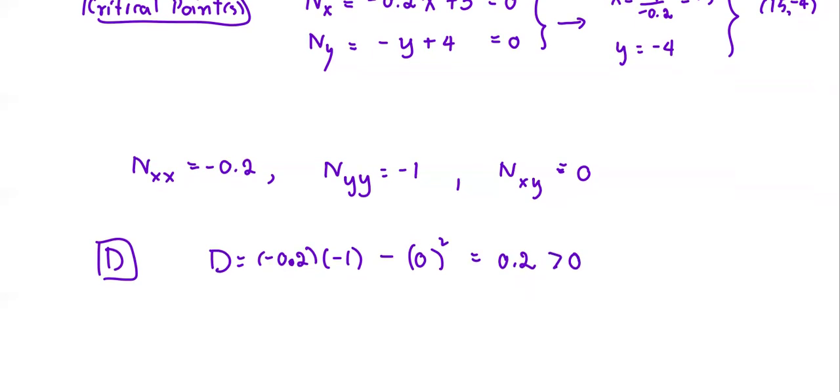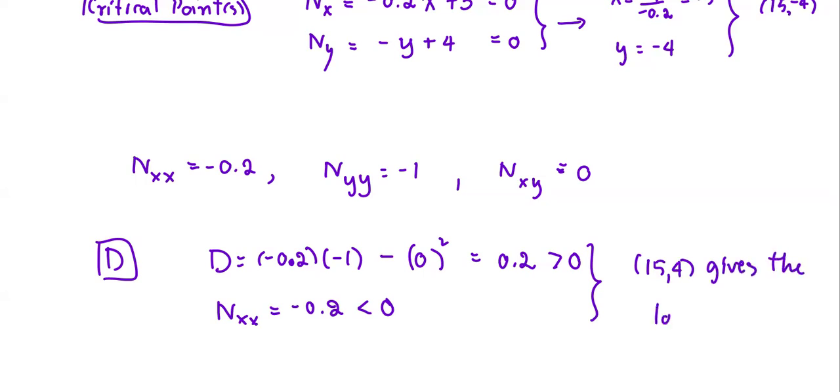If it is greater than 0, that means the point that we found, (15, 4), would give us either a local max or local min. So we're going to go further by considering the second partial derivative with respect to x. In this case, it's -0.2, which is less than 0. With these two conditions, we can say that the point (15, 4) will give the local maximum.